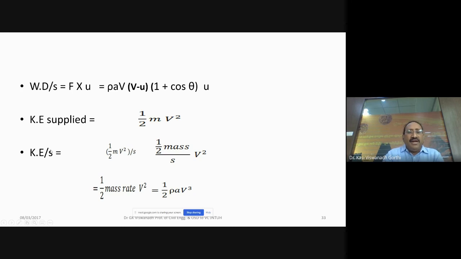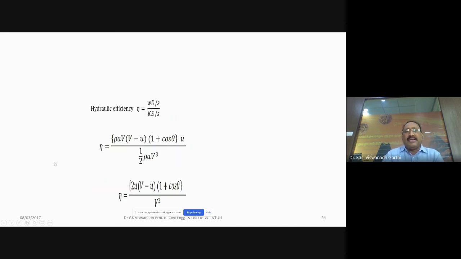So work done per second divided by the kinetic energy supplied per second would give you the hydraulic efficiency of the liquid jet, eta. Work done per second by kinetic energy supplied per second. Rho A V into V minus U into 1 plus cos theta into small u divided by half of rho A V cube. So by simplifying, the efficiency of the liquid jet in this case would be 2 by V square into V minus U into 1 plus cos theta into small u.